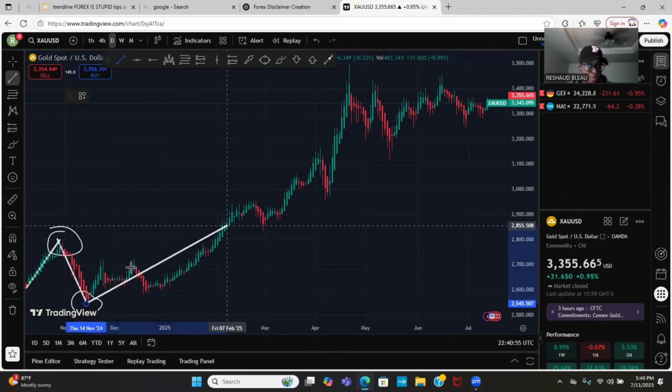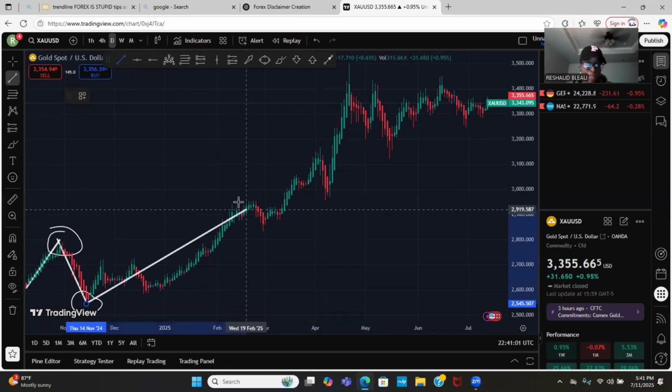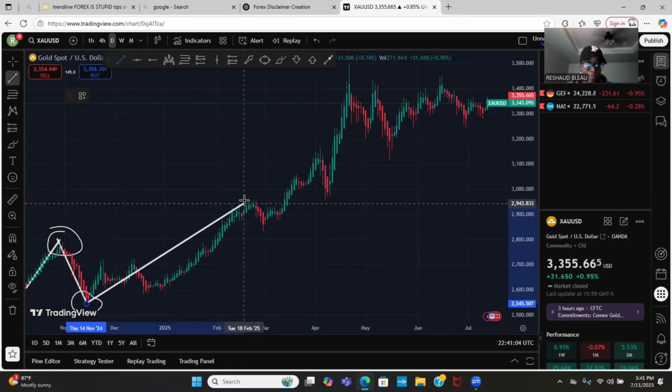If you look here and say, hey, what about this point? This point wasn't higher than that point. We need a point that breaks it. And so this is where price breaks it. Boom.